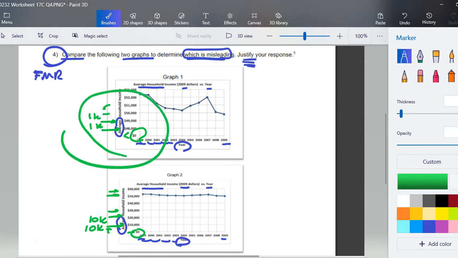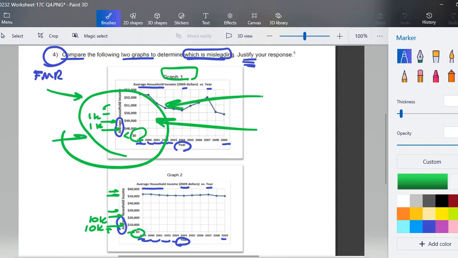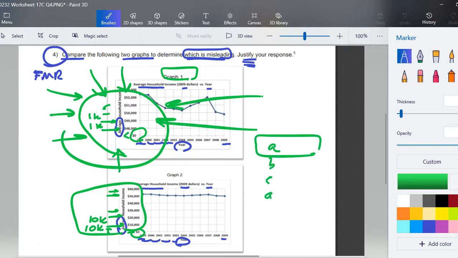So which one is misleading? Graph 1. Justify your response? Well, however you want to say. They start at 0, but then jump to 48,000, and then they go up by 1,000 increments, whereas the other graph is going up by 10,000 increments. It is skewing the graph, so looking at A, B, C, or D, it is skewing the graph because the same scale is not used between 0 and 48,000, which is used on the rest of the graph.